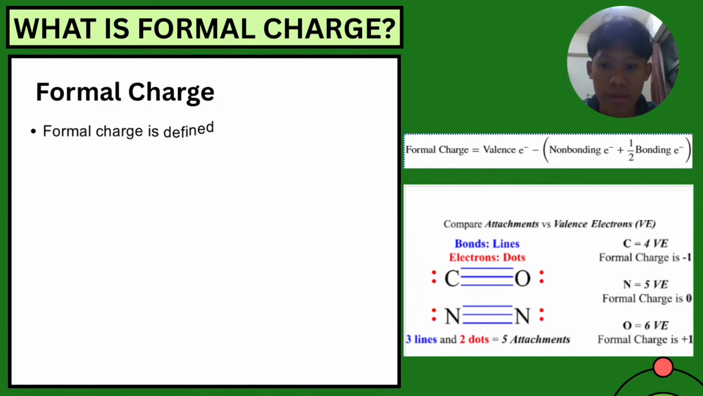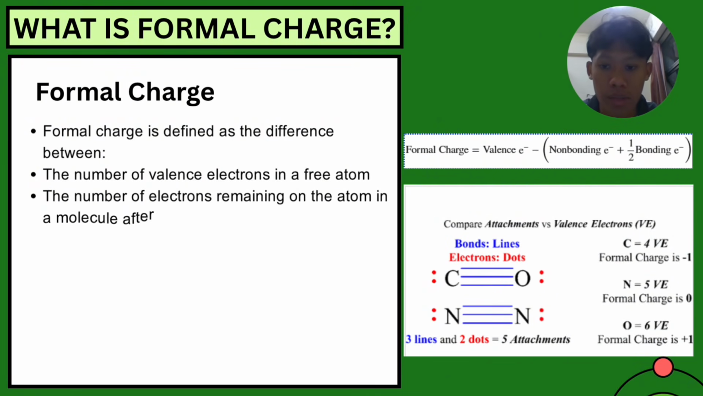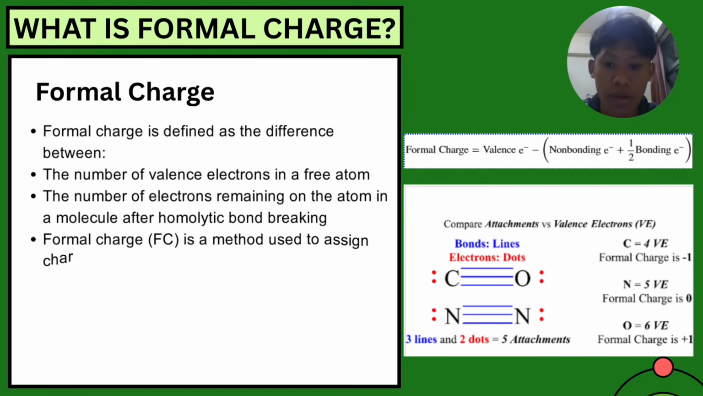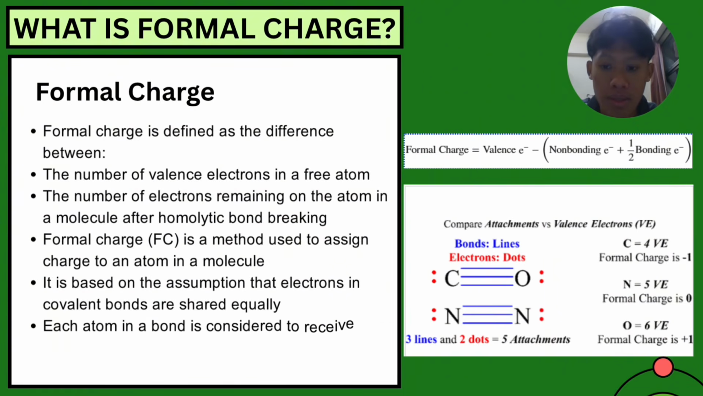So next, we will look at what formal charge actually is. Formal charge is defined as the difference between the number of valence electrons in a free atom and the number of electrons remaining on the atom in a molecule after homolytic bond breaking. Formal charge, or FC, is a method that we use to assign charge to an atom in a molecule. It is based on the assumption that electrons in covalent bonds are shared equally, and each atom in a bond is considered to receive one electron from the shared pair.